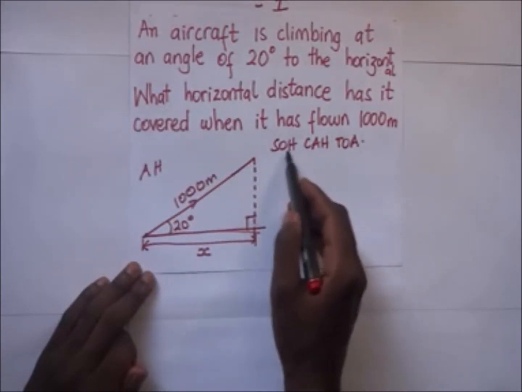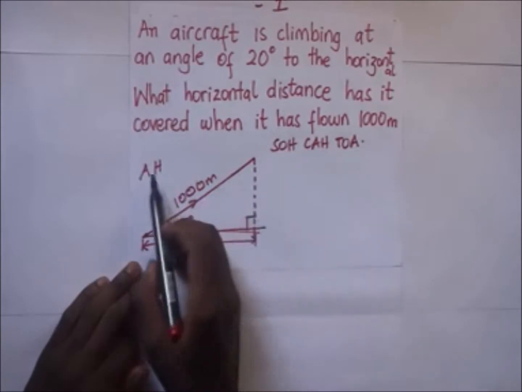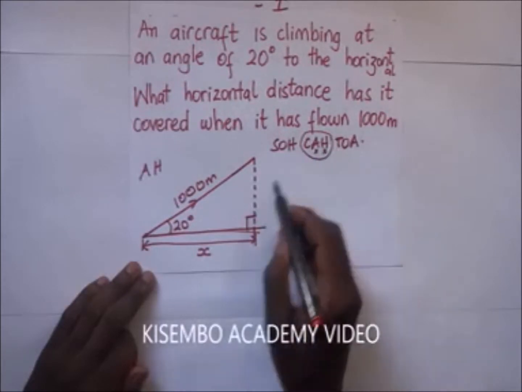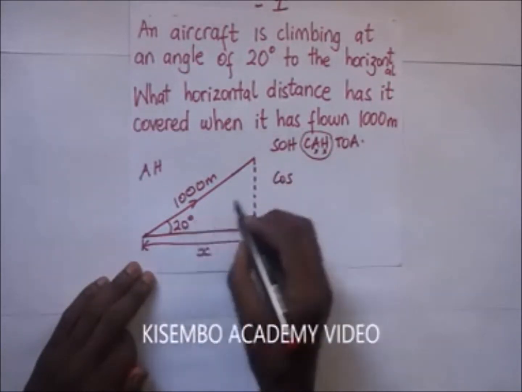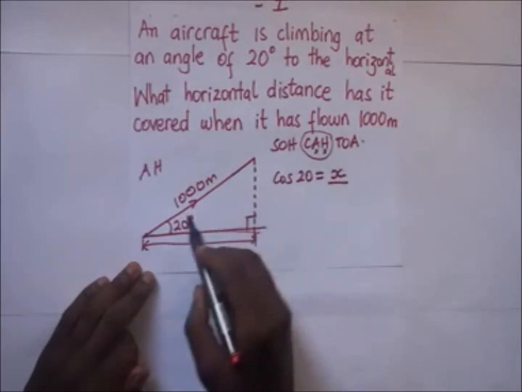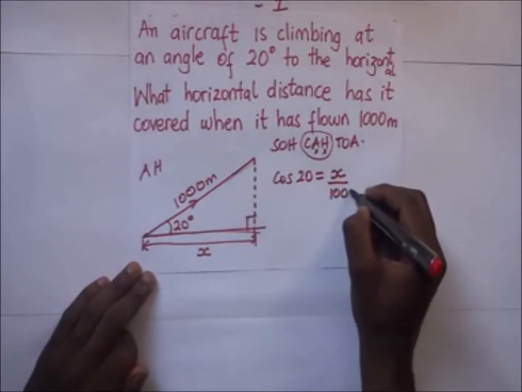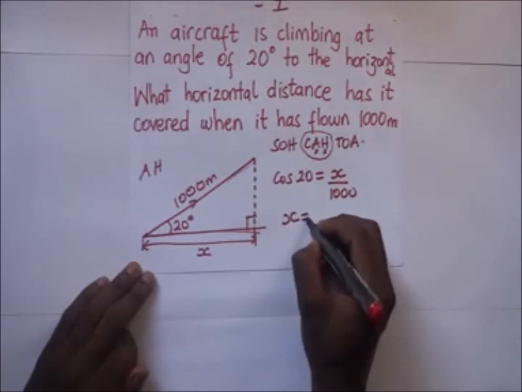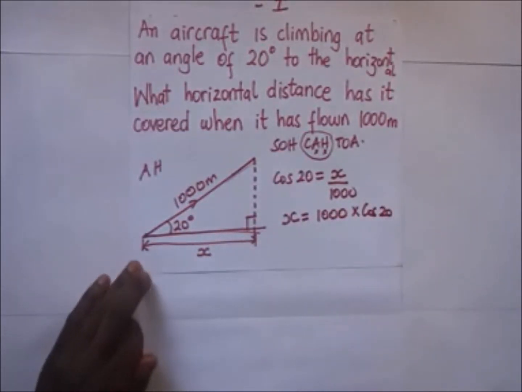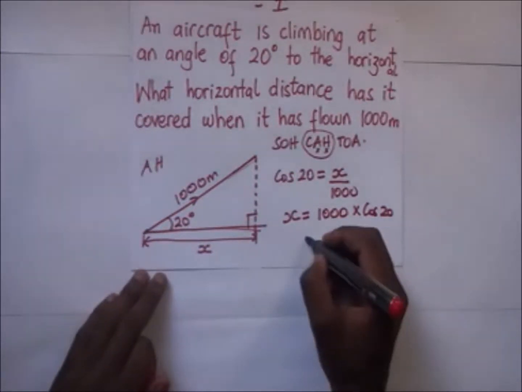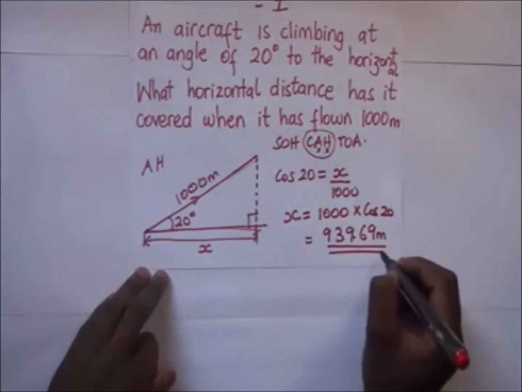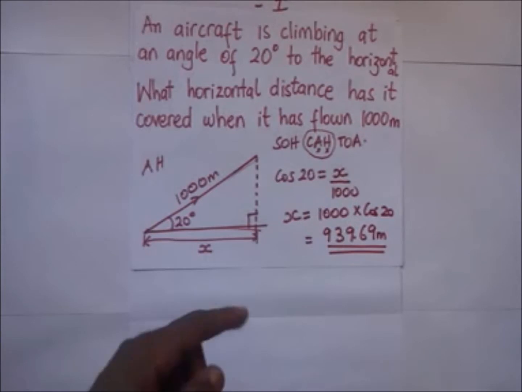So if you come here and check to see which trigonometric ratio to use, the one that has both adjacent and hypotenuse is the cos one. So you shall come here and say that the cosine of 20 degrees is equal to adjacent, which is the x you're looking for, over hypotenuse, which is 1,000. So if you make x the subject of the formula, it's going to be 1,000 times cosine of 20. 1,000 times cosine of 20 gives us 939.69 meters. So that will be the horizontal distance this aircraft will have traveled.